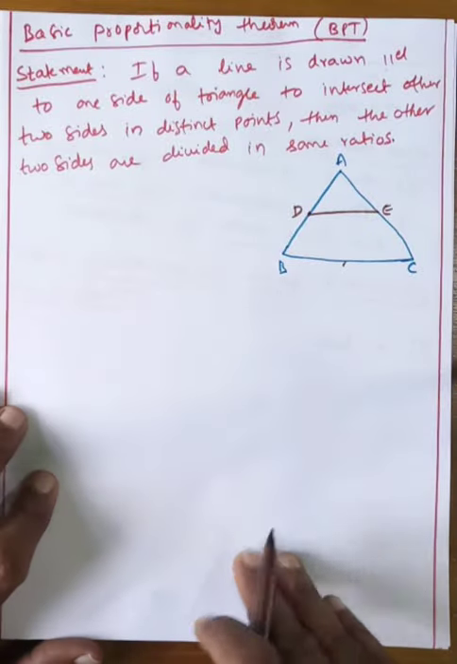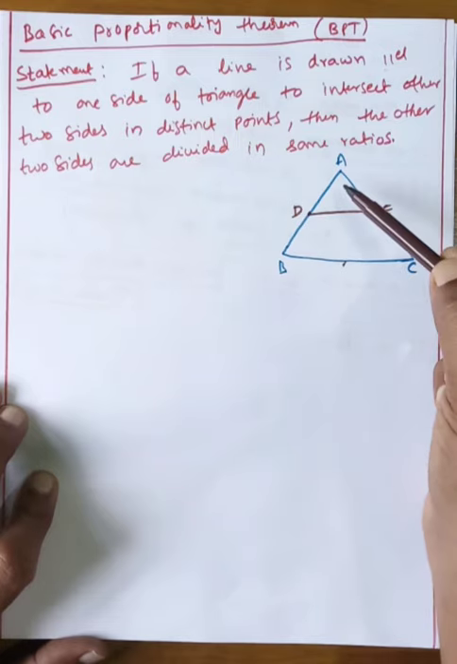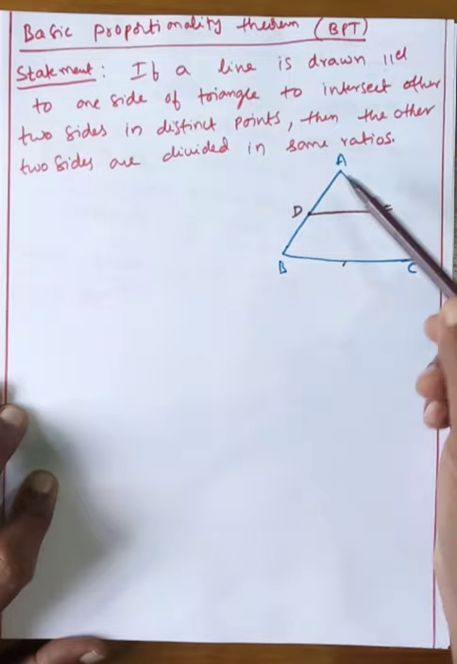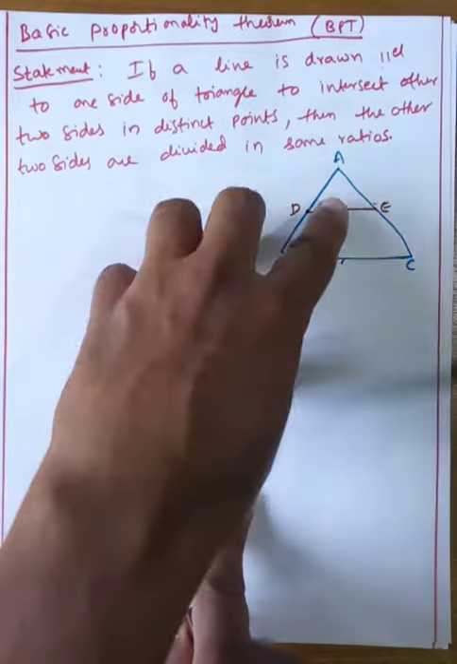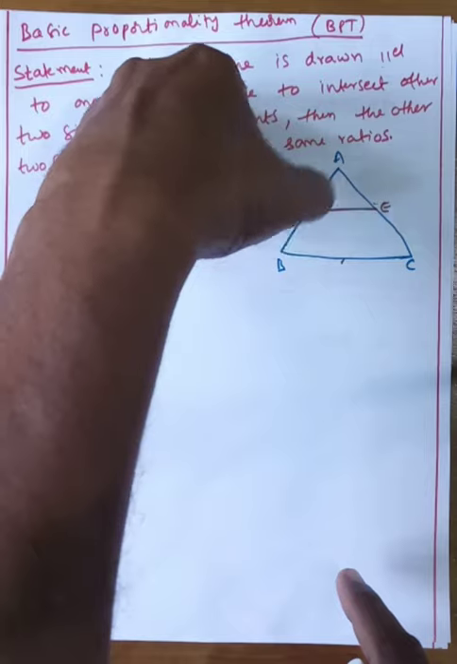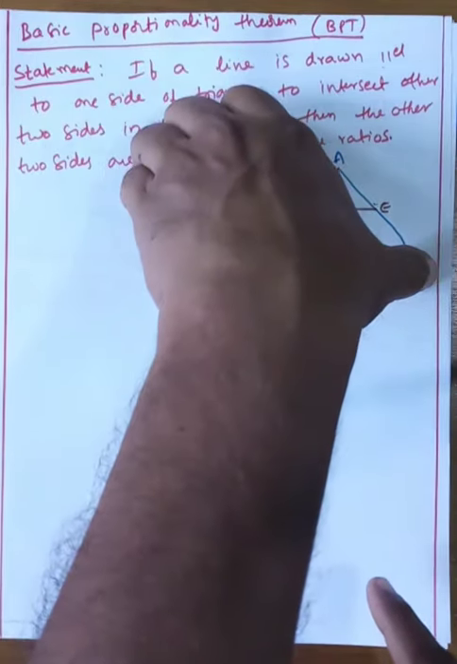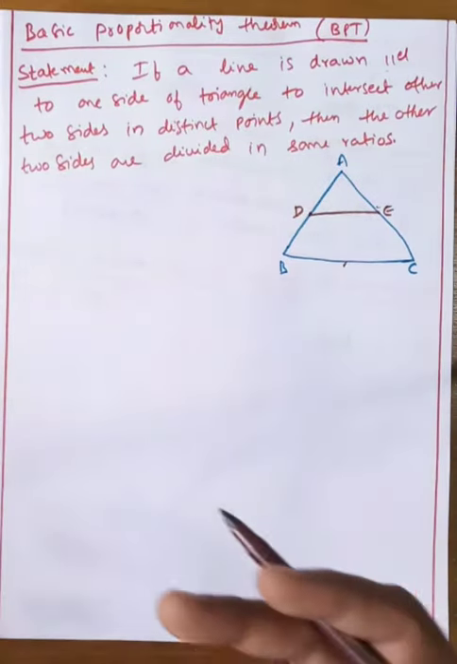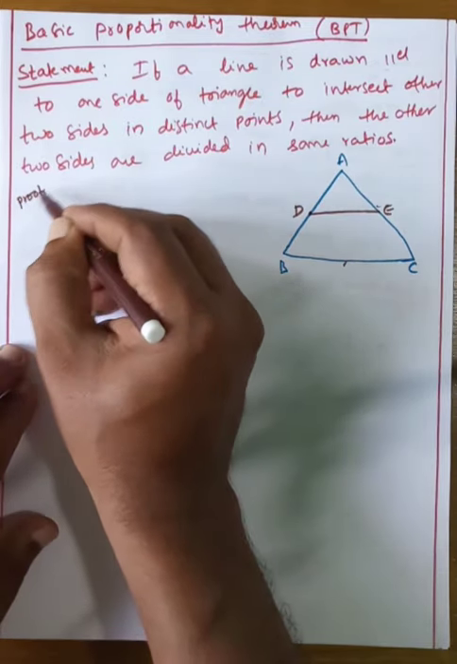Then the other two sides are divided in the same ratio. What is the same ratio? These two sides are divided in the same ratio, meaning AD by DB is equal to AE by EC. Whenever this line is parallel to the third side, it divides the other two sides in the same ratio: AD by DB is equal to AE by EC. 100%, you remember that, my dear students. Now observe how to prove this one. This is the proof.